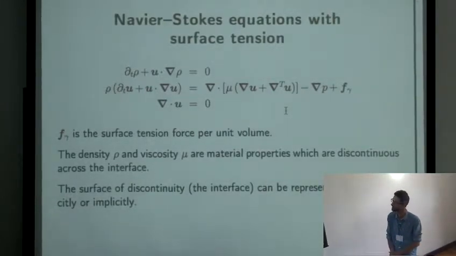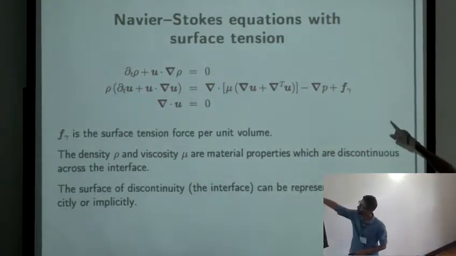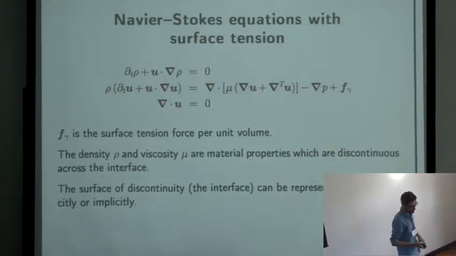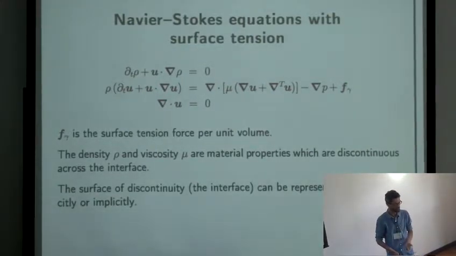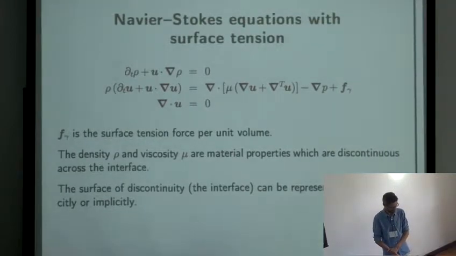Okay, so just to remind us what we are trying to solve: we are trying to solve the Navier-Stokes equation with surface tension. So of course the term, will this work? No, okay. So the surface tension term F gamma written here is the surface tension force per unit volume, right? The density, rho, and viscosity are material properties. They can be discontinuous across the interface, which of course poses different kinds of problems. I'm not going to talk about that too much today.